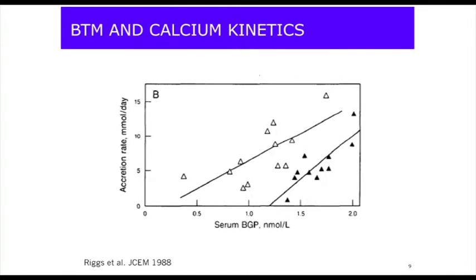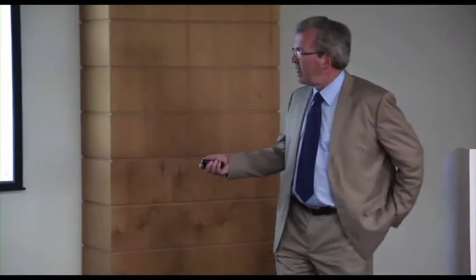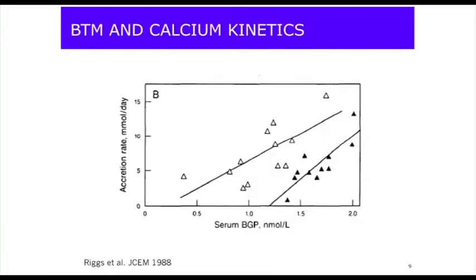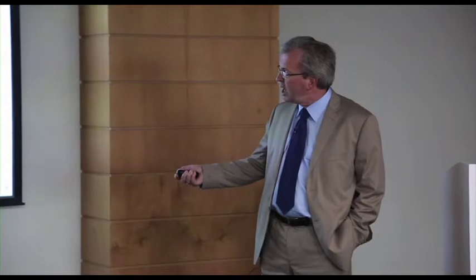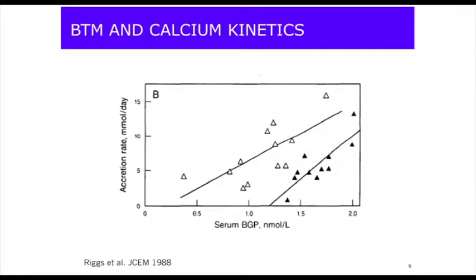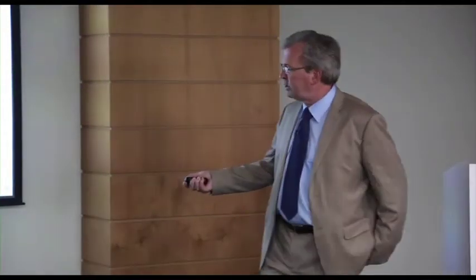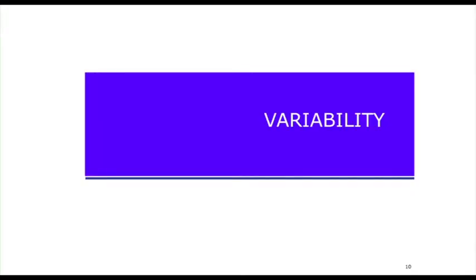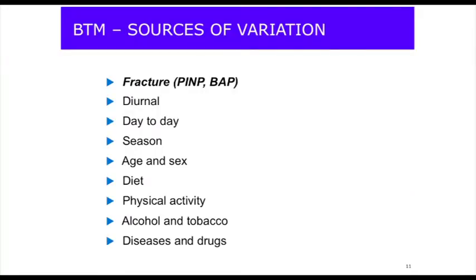We have also done calcium kinetics, because you could say the iliac crest is only a small part of the skeleton. What about the whole skeleton? And there we have a calcium kinetics study from when I was at the Mayo Clinic, where we looked at calcium kinetics and BGP, which is osteocalcin. It was before we had standardization of the nomenclature. And here again you see a nice correlation in non-osteoporotic and osteoporotic patients between calcium kinetic accretion rate as a measure of bone formation and serum osteocalcin. So they are pretty well validated, these markers. Variability. And there are many sources of variability.